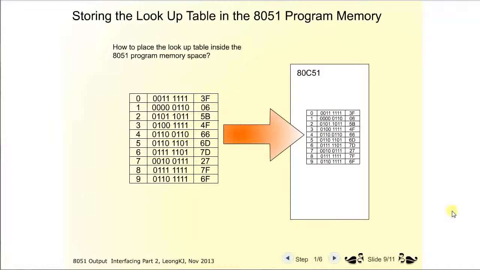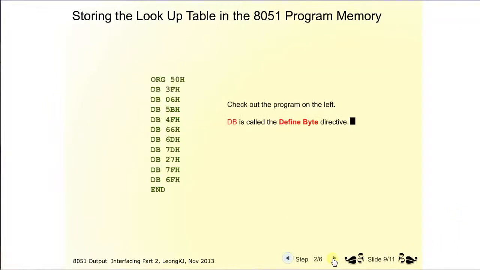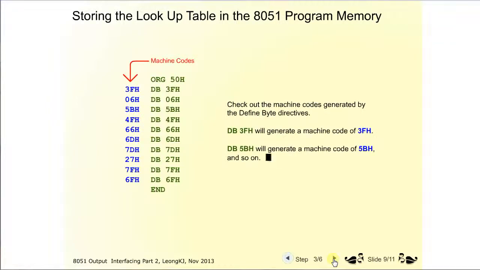How to place the lookup table inside the 8051 program memory space. Check out the program on the left. DB is called the define byte directive. Check out the machine codes generated by the define byte directive.